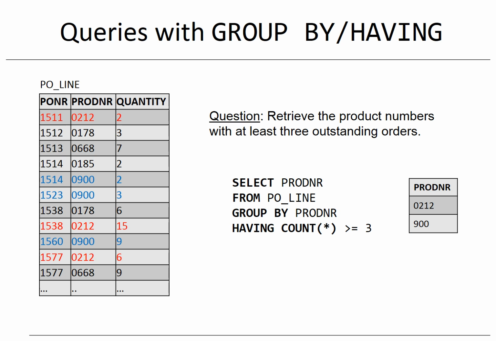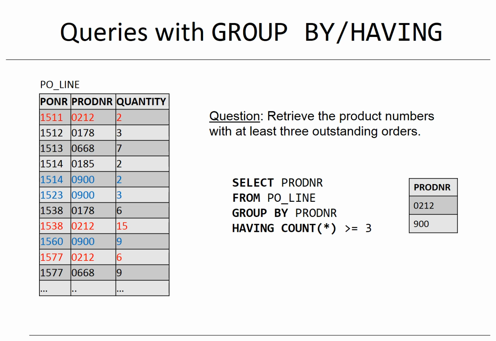Let's have a look at this query. SELECT product number FROM PO line GROUP BY product number HAVING COUNT(*) >= 3. Basically, this query retrieves the product numbers with at least 3 outstanding orders. If you look at the PO line table to the left, you will see that both product number 212, depicted by the red tuples, and product number 900, depicted by the blue tuples, satisfy the condition and will thus be reported in the output.